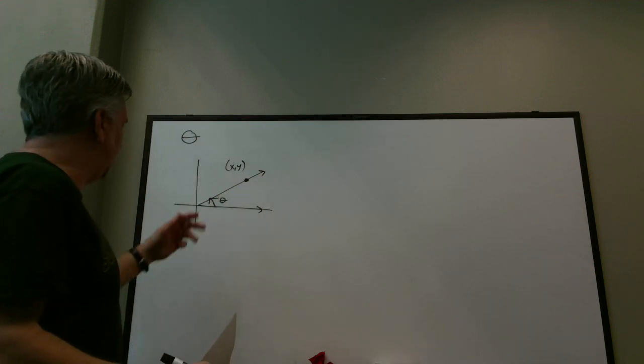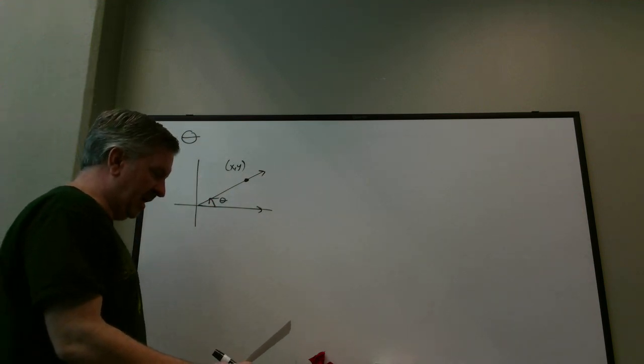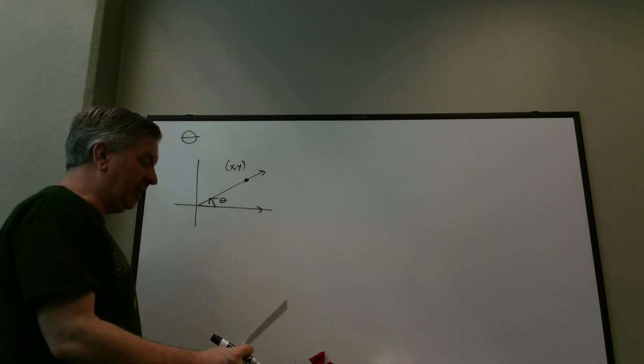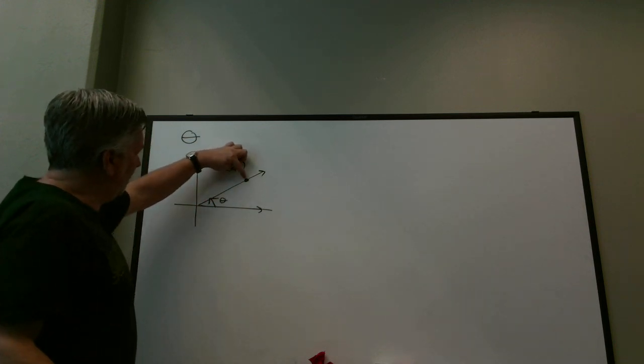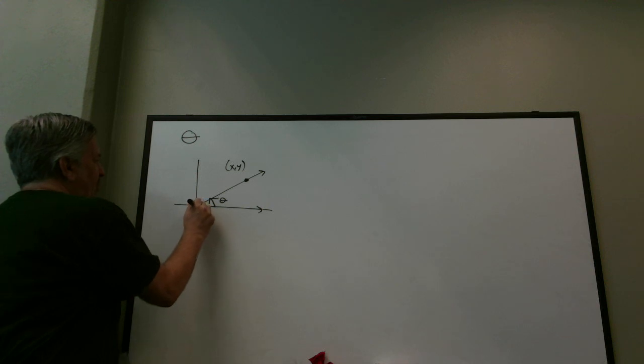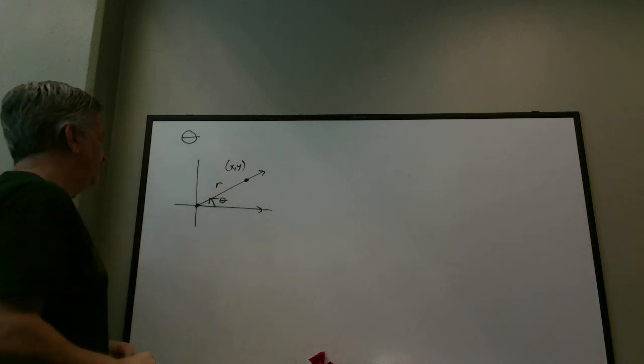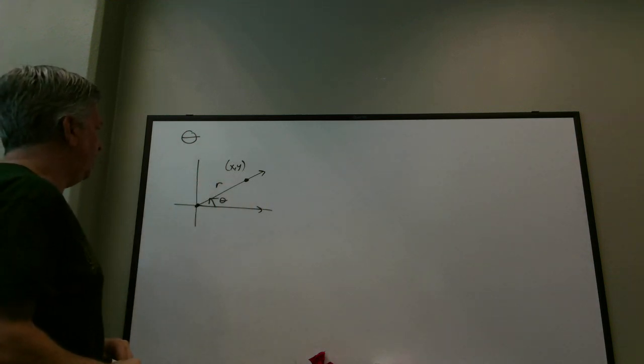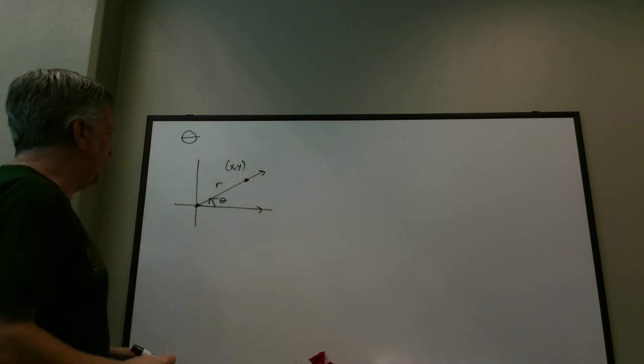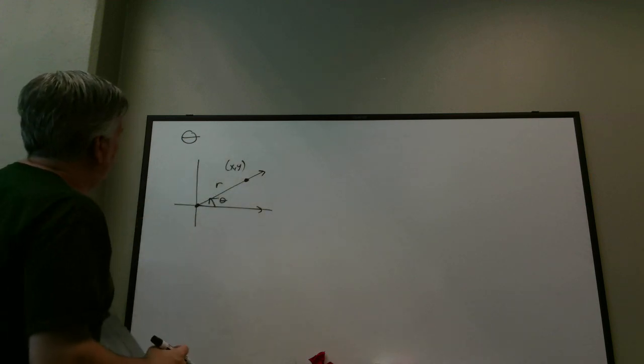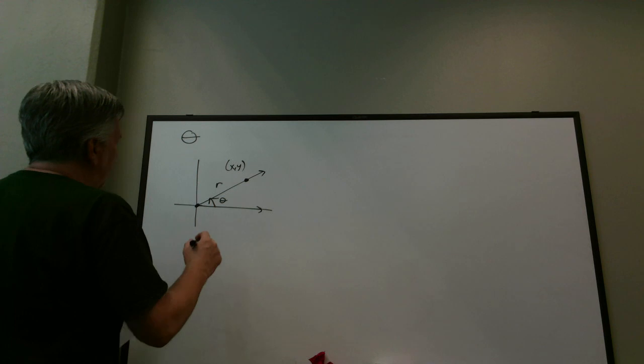There are a lot of words, but it's not a very complicated picture. It says the distance from the point to the origin. So the point I've chosen, the distance from that point to the origin, they're calling r. So r is the distance from the point to the origin. And they give you a formula here.